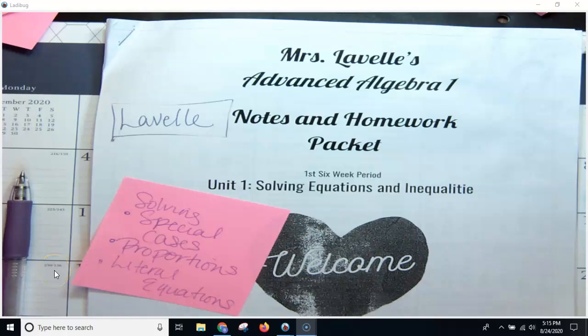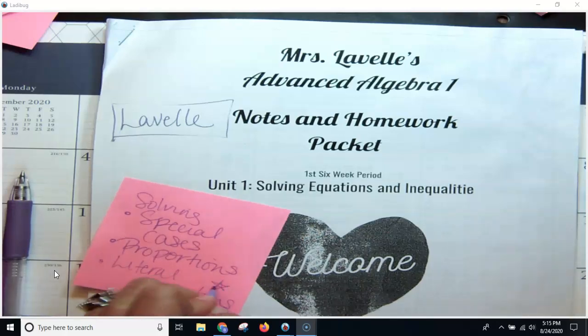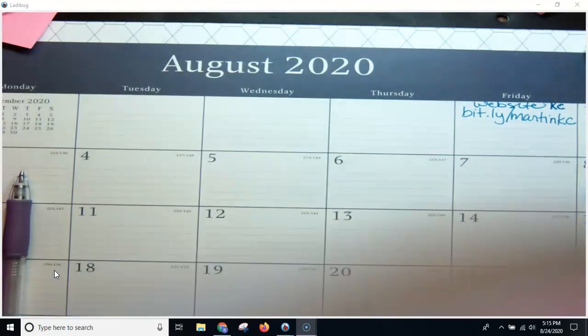All right, welcome back. We're going to be solving special cases, proportions, and literal equations. The literal equations are really where it is the most important. I'm going to give you guys a little quiz on this, so make sure you stick around for that important part. Okay, so we're back to this page.